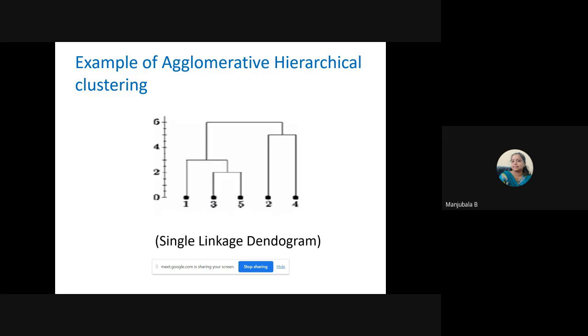Simply, if you do the reverse, that is the single linkage dendrogram. That means for updating the distance matrix, you have to consider the minimum value here. Okay. So if you apply the single linkage, you will get this dendrogram. So initially 3, 5. Okay. Then 1, 3, 5 will be combined. Then 2, 4. Then 1, 3, 5, 2, 4. So different points you are combining into different clusters here.